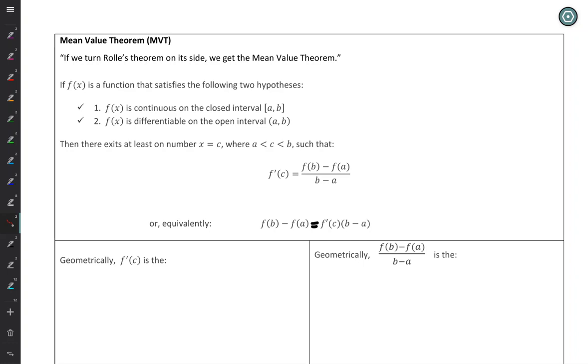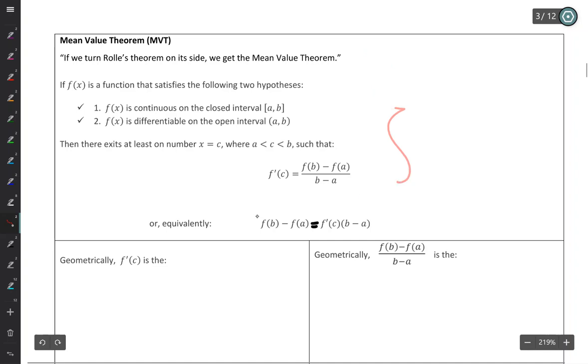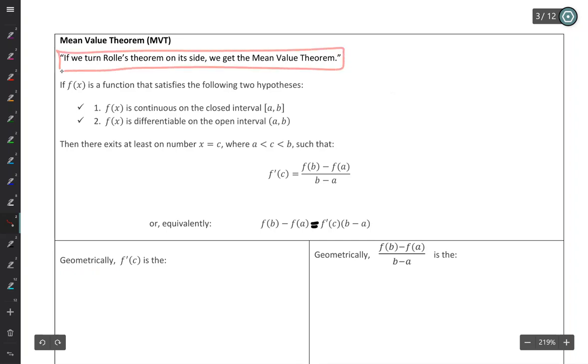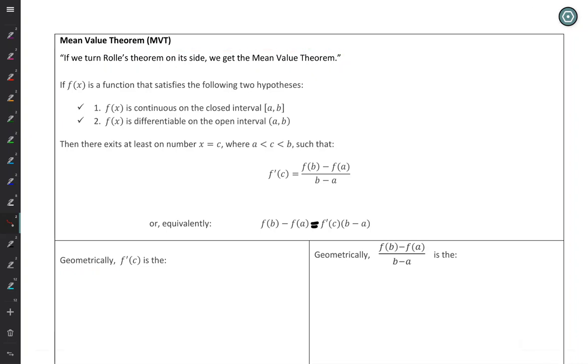In this video, we are going to understand the mean value theorem. We're going to read through it and we're going to understand it geometrically, in other words, graphically. So if we take Rolle's theorem and we just turn it on its side, you'll get the mean value theorem. This is what the mean value theorem says.